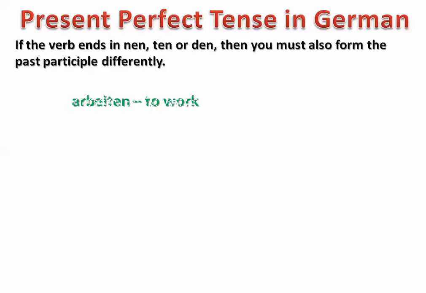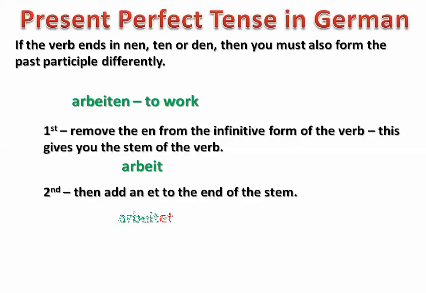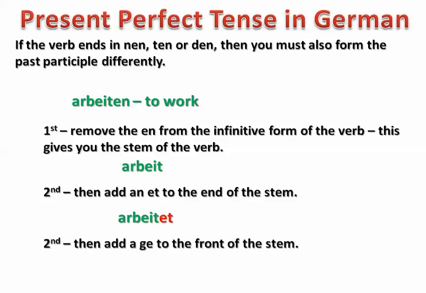Okay, so now, if the verb ends in nen, ten, or den, if you're looking at the infinitive form, then you're going to have to do something extra also. You're going to take the root of the verb. In this case, our verb is arbeiten, so the root of it is arbeit. We're going to add an extra et to the end, arbeitet, and we're going to add the ge to the front, gearbeitet. So ich habe heute lang gearbeitet. So I worked a long time today. Okay.